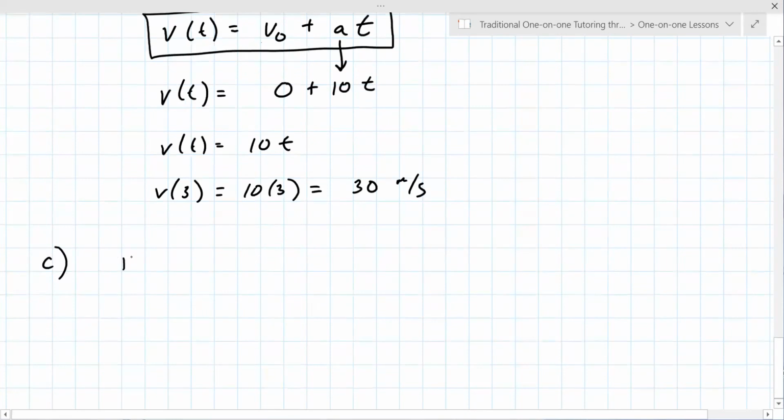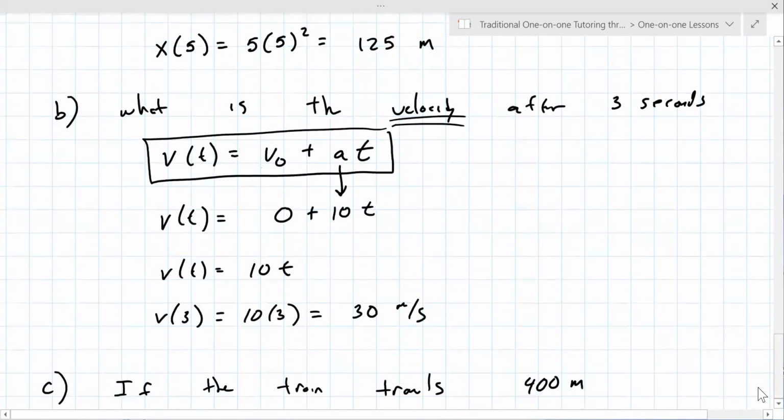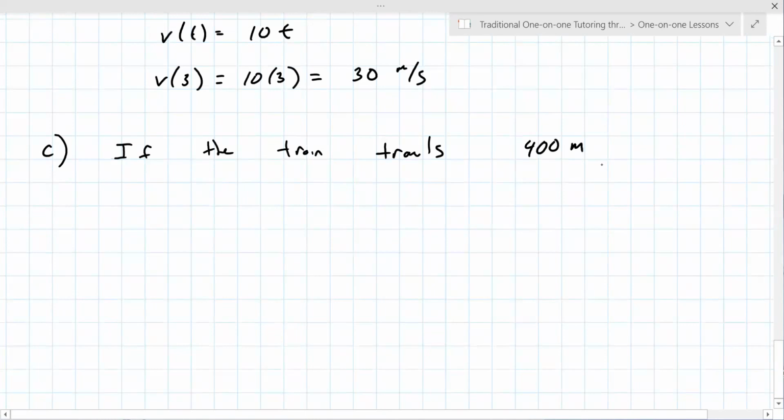Okay, so if the train travels 400 meters, let's see if that's even reasonable. Yeah, it's okay. 400 meters, what is its final velocity?